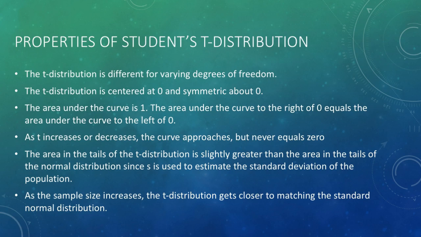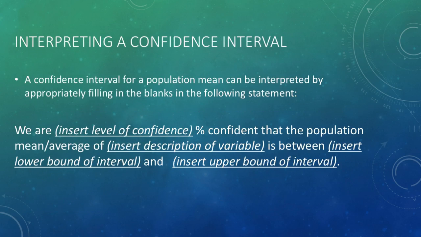You won't have to memorize these properties, it's just to give you an idea. If you want to see a picture of what the t-distribution would look like for different sizes, you can open probability distributions in StatsMate and go to the student's t-distribution and play around with the different degrees of freedom. Just enter different numbers for degrees of freedom and see how it changes.